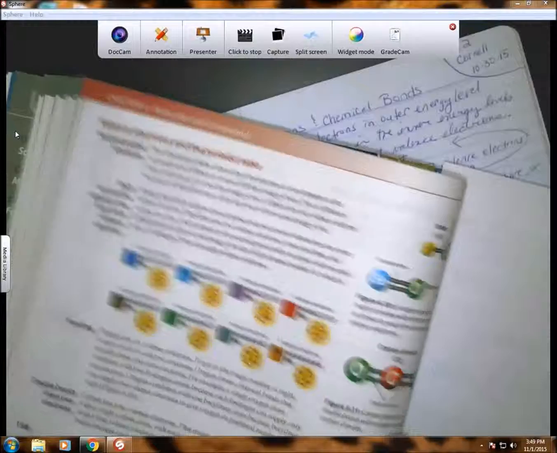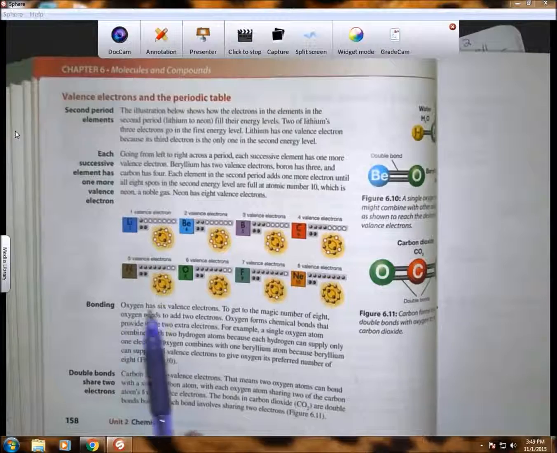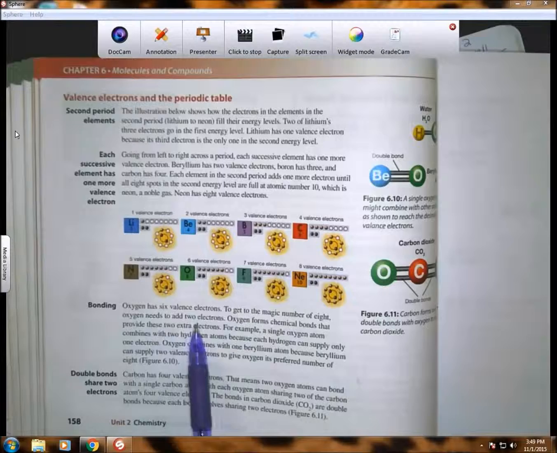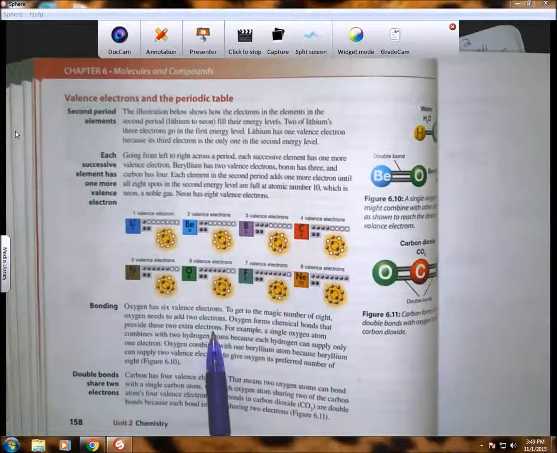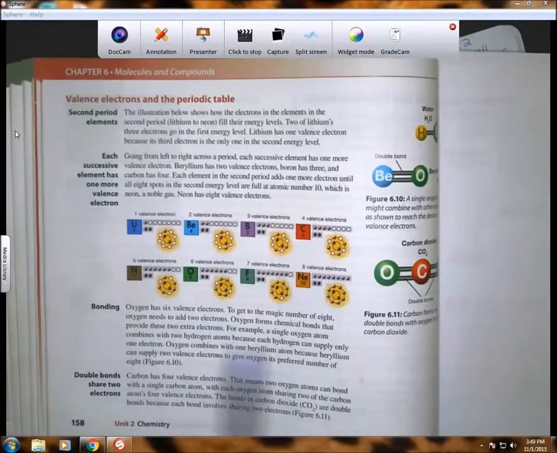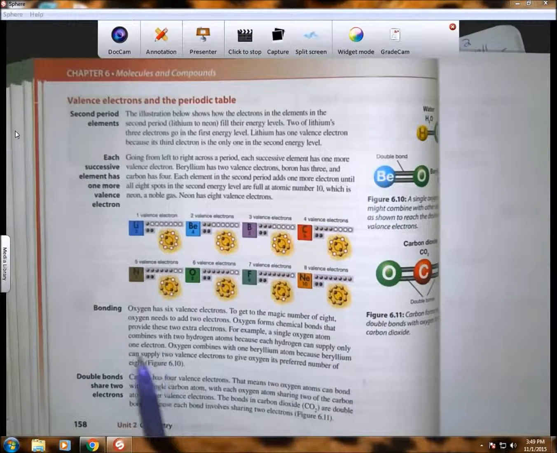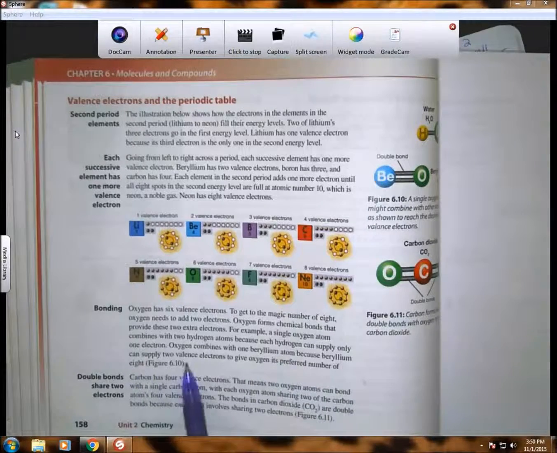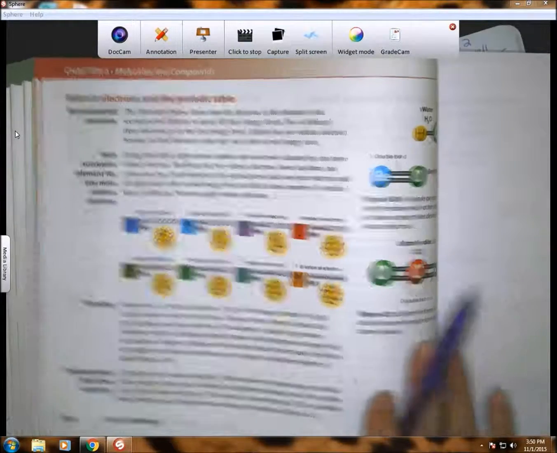And you guys know that I'm a big proponent of using your smart fingers, so I'm going to use my pen. All right. Oxygen has 6 valence electrons. To get to the magic number of 8, oxygen needs to add 2 electrons. Oxygen forms chemical bonds that provide these 2 extra electrons. For example, a single oxygen atom combines with 2 hydrogen atoms because each hydrogen can supply only 1 electron. Oxygen combines with 1 beryllium atom because beryllium can supply 2 valence electrons to give oxygen its preferred number of 8. See figure 6.10.